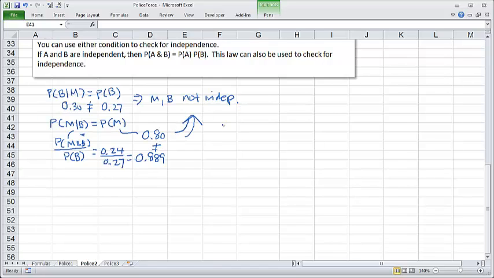And just to reiterate, when you're solving problems, you don't need to check both conditions, you just have to check one. If one condition is met with equality, then we know the other one will be met with equality, or if one is not equal, the other will not be equal. So you just have to check one.